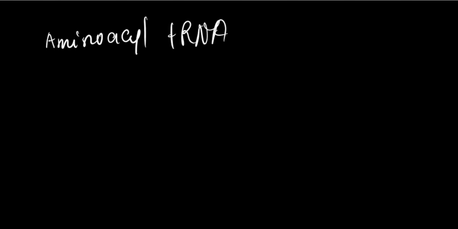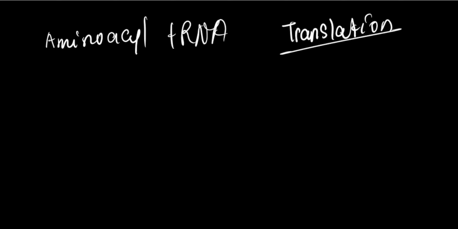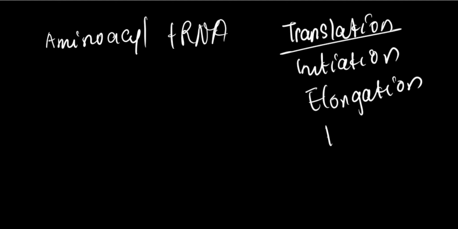So we have our information that has been transcribed. The recipe has been transcribed. Now what we need is translation. So translation is the next step. Just like transcription, we also have three steps taking place in translation. We have initiation, then we have elongation, and we have termination.